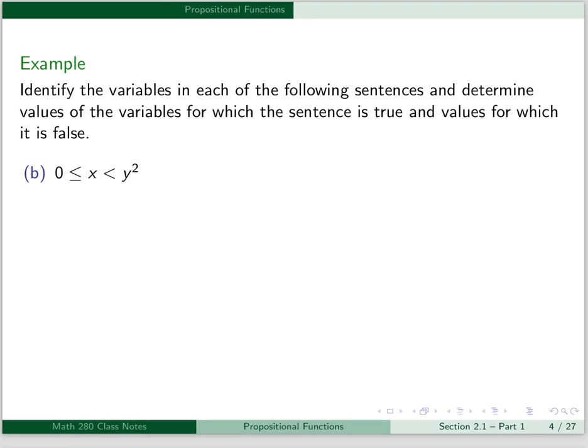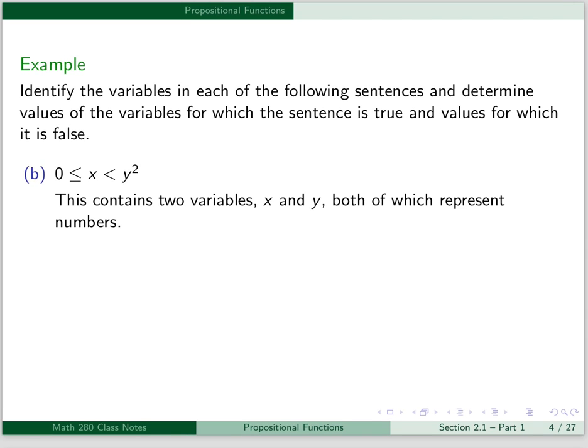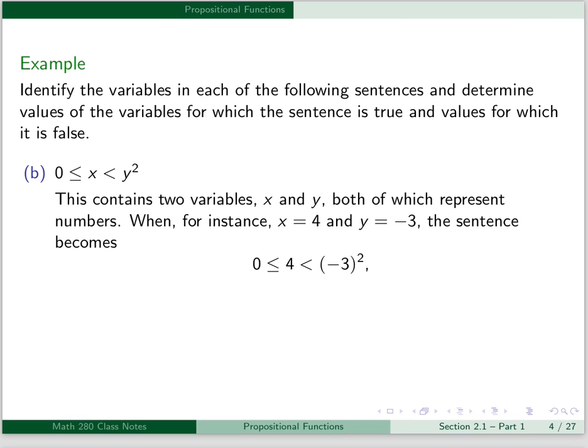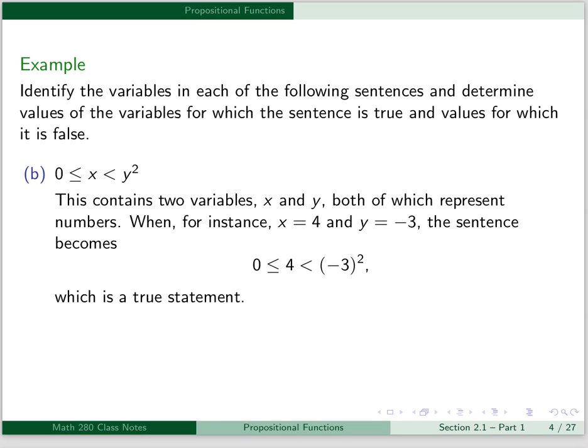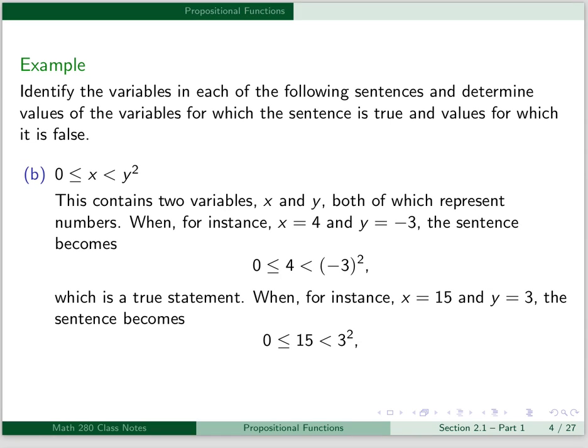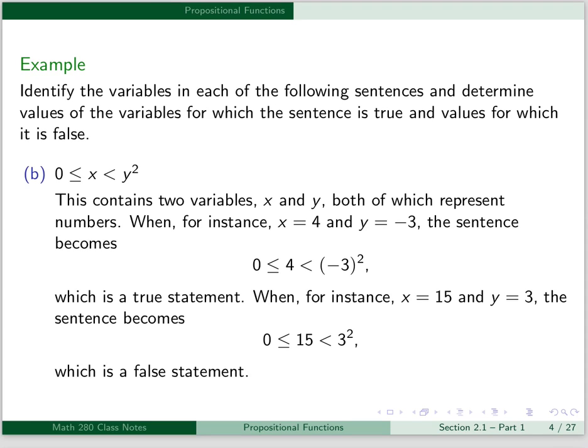Next, we have the double inequality 0 less than or equal to x less than y squared. This contains two variables, x and y, both of which represent numbers. When, for instance, x is equal to 4 and y is equal to -3, the sentence becomes 0 less than or equal to 4 less than -3 squared, which is a true statement. When x is equal to 15 and y is equal to 3, the sentence becomes 0 less than or equal to 15 less than 3 squared, which is a false statement.